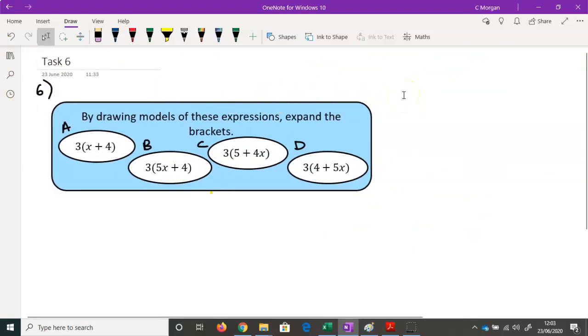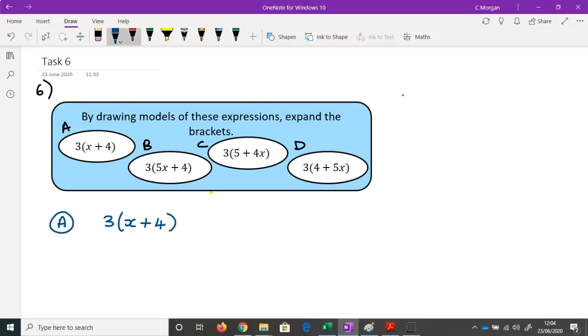Here it says, by drawing models of these expressions, expand the brackets. I don't mind if you draw a model or not, because I've taught you a way that we can always expand the brackets. Can you see if you can expand the bracket for 3 lots of x plus 4 from what you can remember? I'm going to go through it. Remember, we just simply multiply each of the terms inside the bracket by the term outside. 3 lots of x is 3x. 3 lots of positive 4 is positive 12.